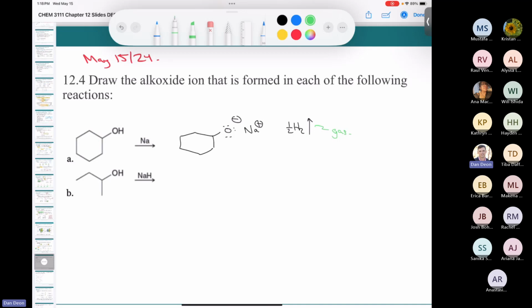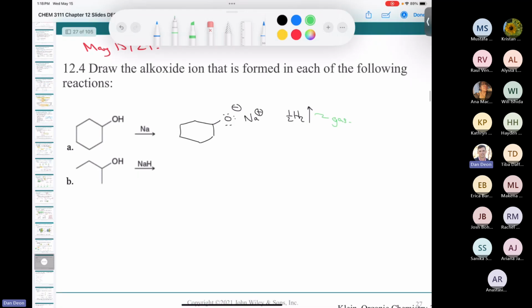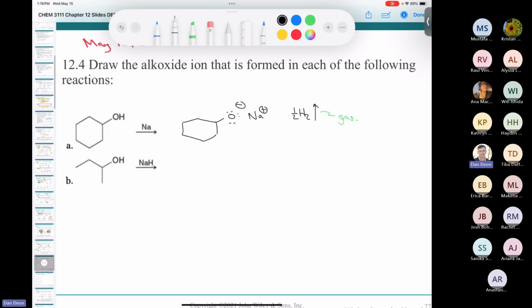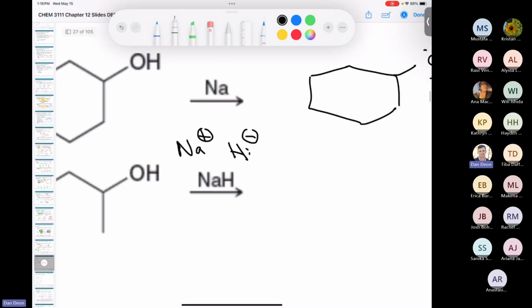What about the next one? This would be 2-butanol, and we're treating it with sodium hydride. What we're going to do in this case is draw a little mechanism. You should be able to draw sodium hydride, which is an ionic compound. You have the sodium cation, then you have the hydride anion. Remember, hydride, H minus, is a really good base, but it is a terrible nucleophile. It's a terrible nucleophile because it's non-polarizable, but again, it's a very strong base.